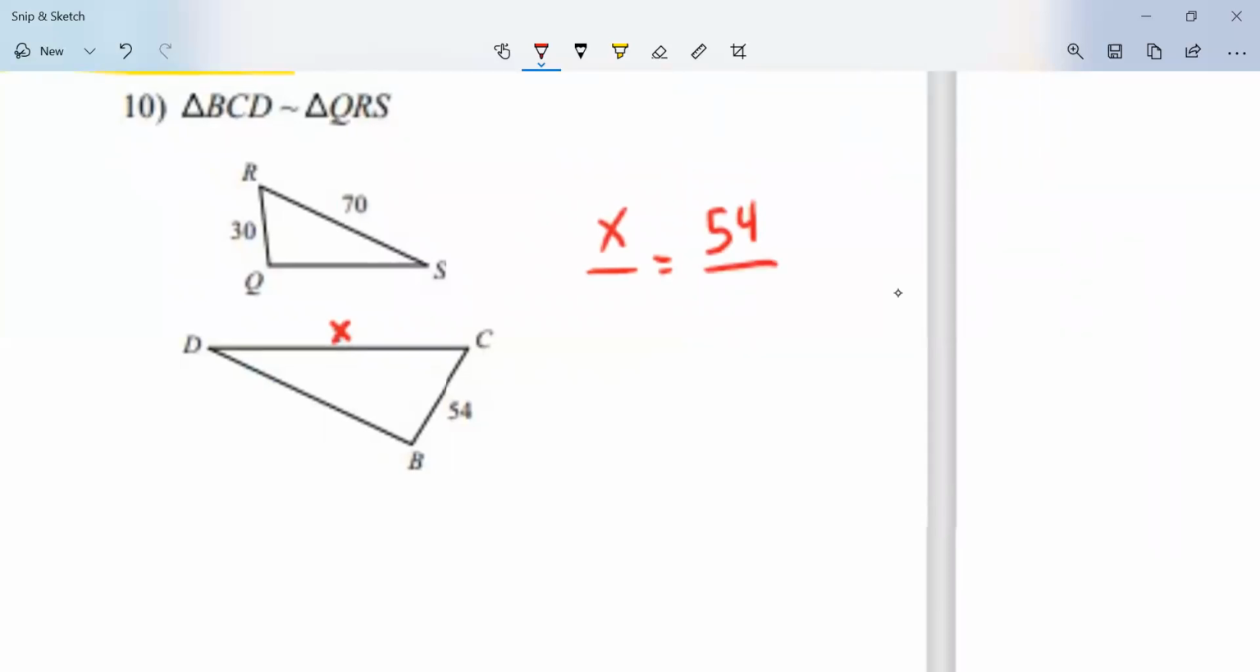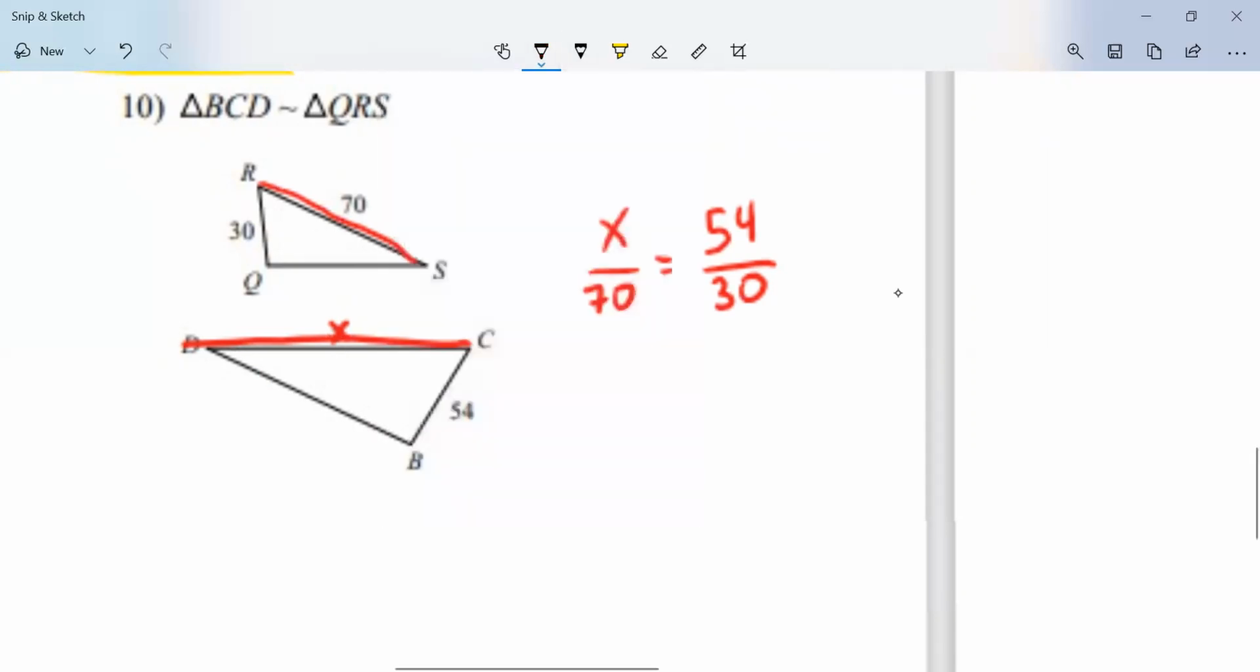Now, when I look at that triangle, I can tell X is bigger. We compare the length. X looks bigger than 54. Again, I'm comparing the length of the sides. So I'm going to say X goes on the other side, X goes with 70 and 54 goes with 30. How did I know that? X, which is the long side, goes with 70, which is the long side. And 54, which is shorter, goes with 30. Feel free to simplify the fractions if you want to. I'm just going to cross multiply.